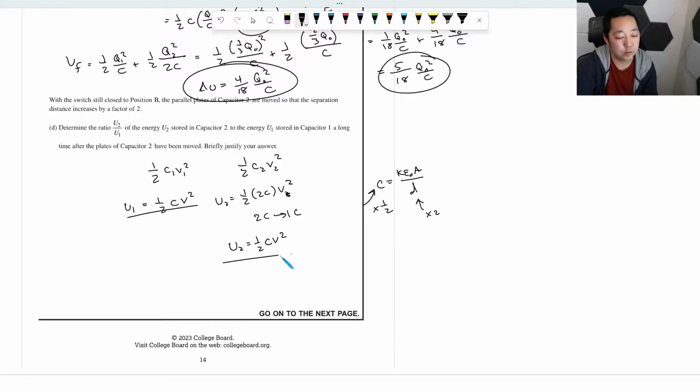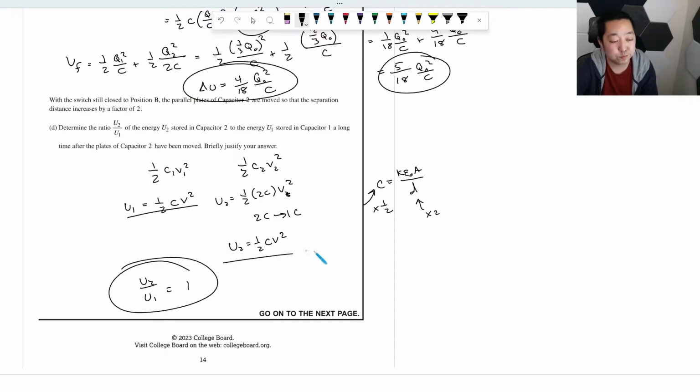So they'll have the same. So U2 over U1 will equal 1, because they'll have the same voltage, and now they'll have the same capacitance. You would say it's the same potential difference, and now it's the same capacitance, same C.